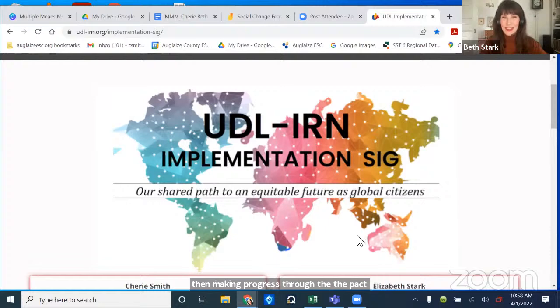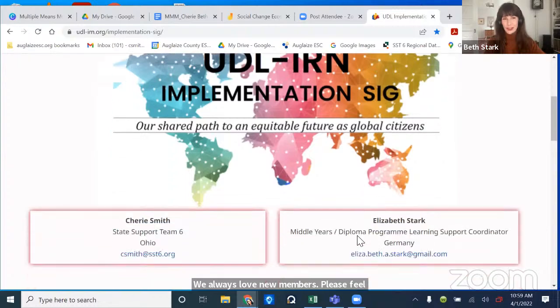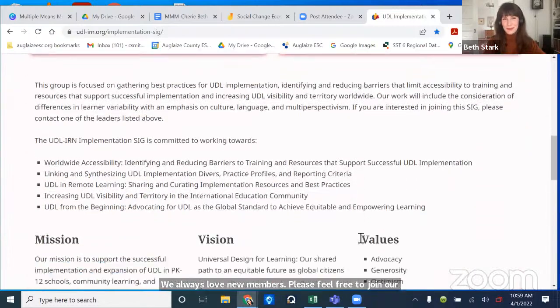So we hope that it's really helped you to embrace a framework, and we hope that you all join us on our quest to build momentum through multiple means. We always love new members. Please feel free to join our upcoming meeting in June. We'd love to see you there.